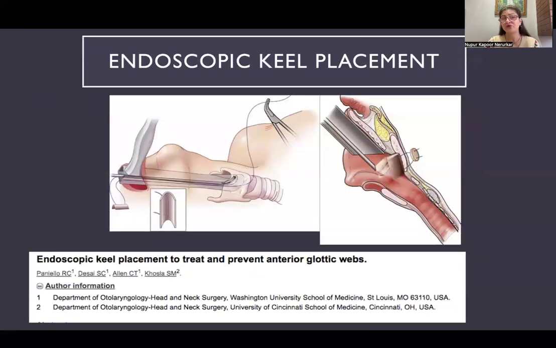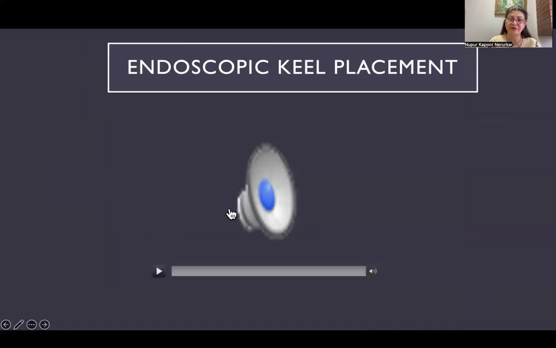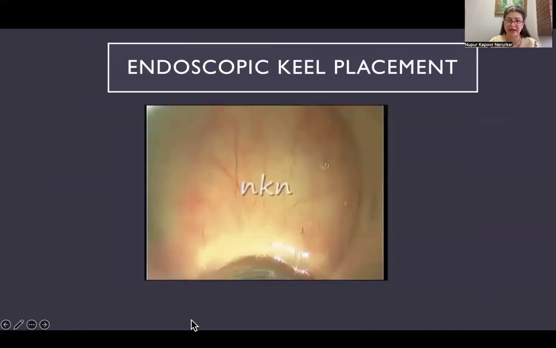Another option of surgery is basically the endoscopic keel placement, where we are cutting in the midline once again, like the first surgery I showed you. This is usually done for thicker webs, but because the web is thicker, we place a keel made of a silastic sheet, which is like a butterfly keel, endoscopically, and then remove it after 3 to 4 weeks. So an example of this surgery is being demonstrated now.